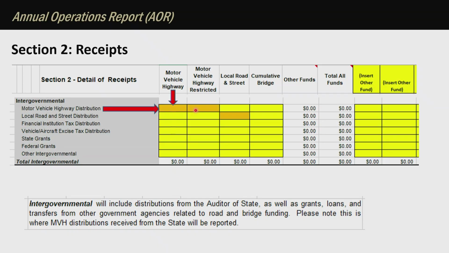Then likewise, with the local road and street, you get a separate distribution from the comptroller's office for that, and then you would put that into this column, into your local road and street account, from that distribution.